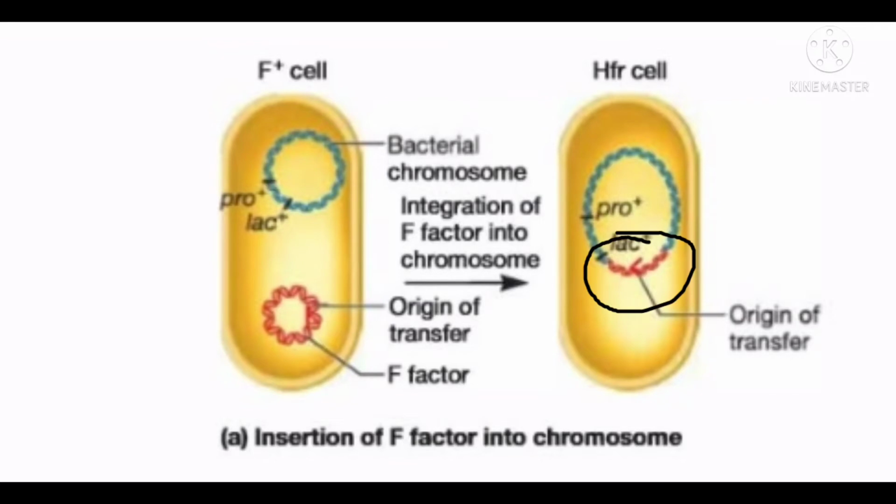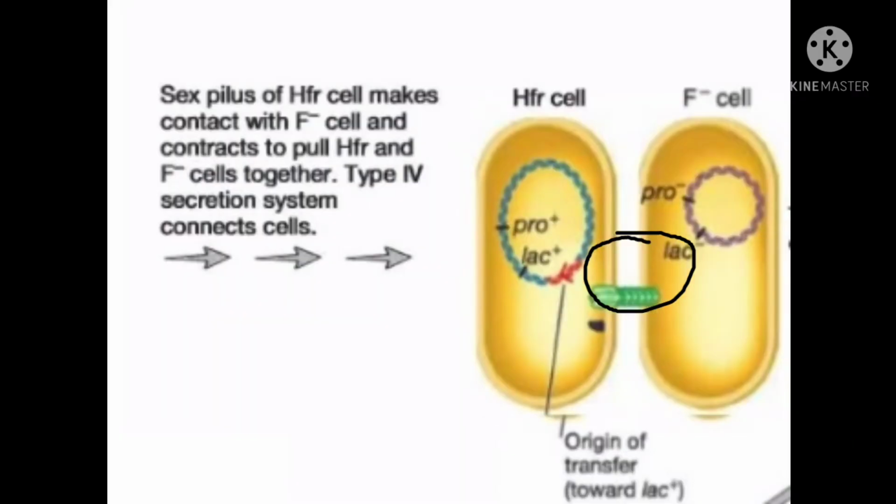You can see it here. Since the Hfr cell carries the integrated F plasmid, this F plasmid is also functional. So the F plasmid directs the synthesis of a pilus, that green colored connection. That pilus helps to hold an F minus cell in direct contact with the Hfr cell, which allows the transfer of genetic material from the Hfr cell to the F minus cell.